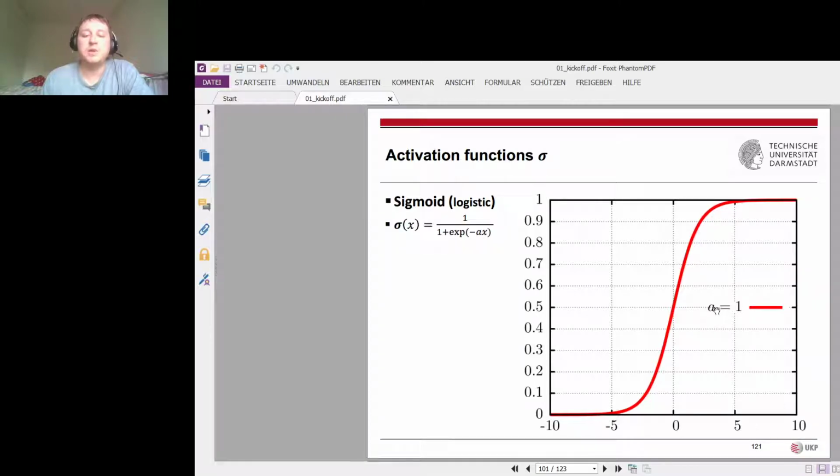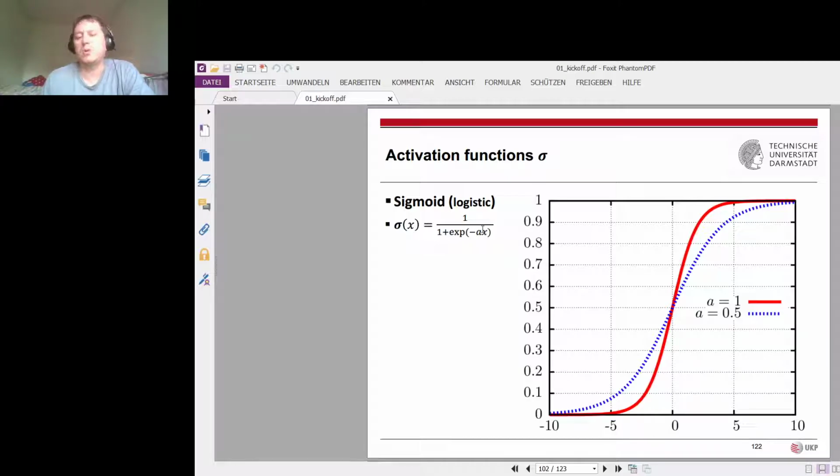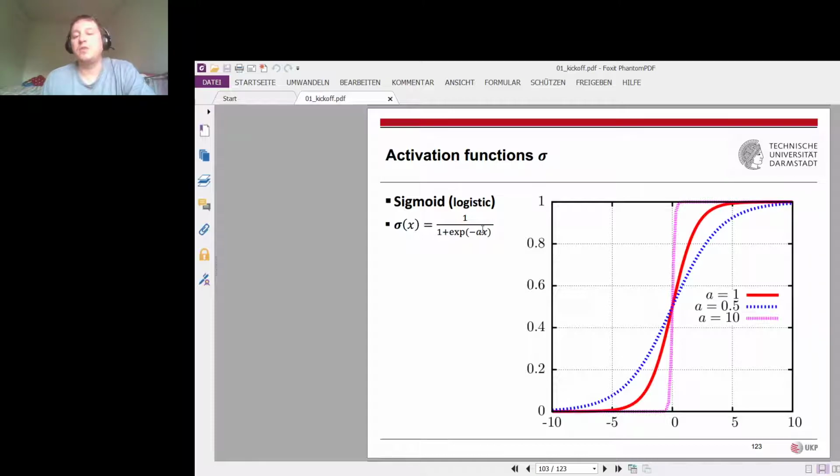Depending on how you set this parameter a here, the function looks different. We can look at different graphs. If you set a to 0.5, it is flatter. If you set it to 10, it becomes steeper. And now with 10, it really looks like the step function, right? So the advantage of this specification is that it's a differentiable approximation of the step function. So we can actually do optimization with that, and we can plug it into modern optimization algorithms.